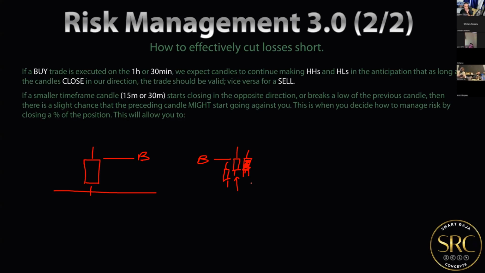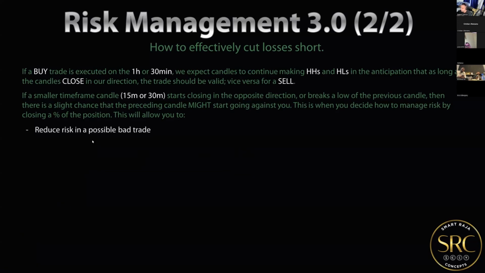Move my stop loss and thought maybe it'll come back. Yeah, no. Yeah, you got to close always. So whenever price does something you don't like, just close 50%. Right? What does this do whenever you do that? This reduces risk in a possible trade and never close full.